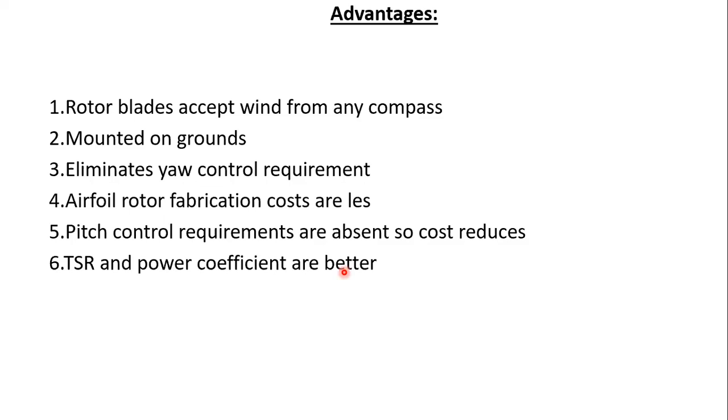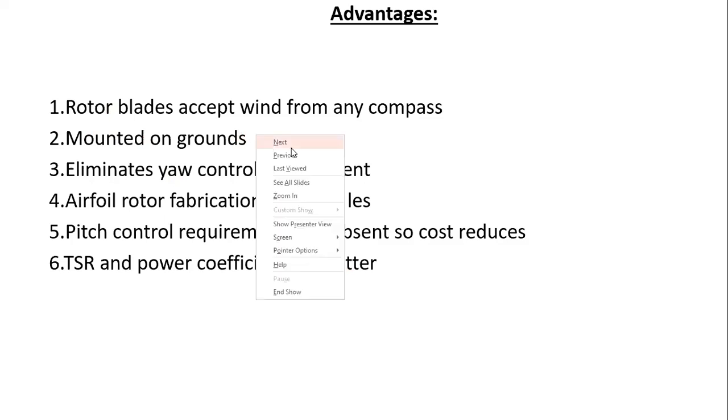But overall, these are still below the values for a modern horizontal two-blade propeller rotor. So this will not be better than the horizontal axis. Though it is better than the Savonius rotor, it is not quite better than horizontal axis machines. So these are the advantages of the Darrieus rotor over Savonius or some vertical conventional rotor blades. Next, we will see the disadvantages.